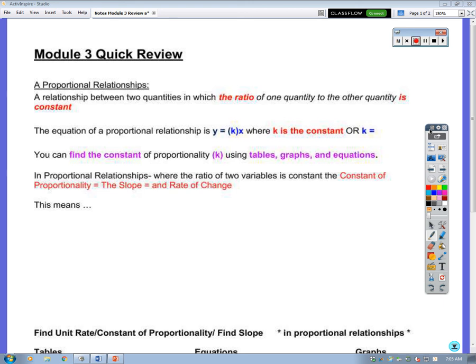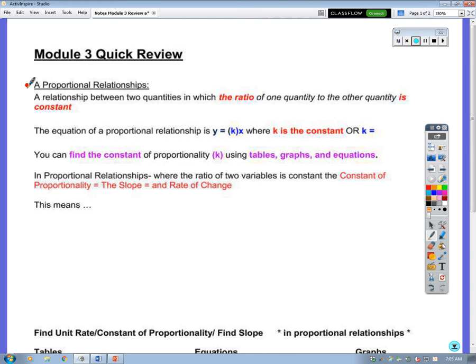Okay, Math 8 students, Module 3 review is here. We're going to try and get through this quickly and concisely to cover everything that we have done in Module 3, Lesson 3.1, Lesson 3.2, Lesson 3.3. So, the overarching idea here is that we are talking about proportional relationships.